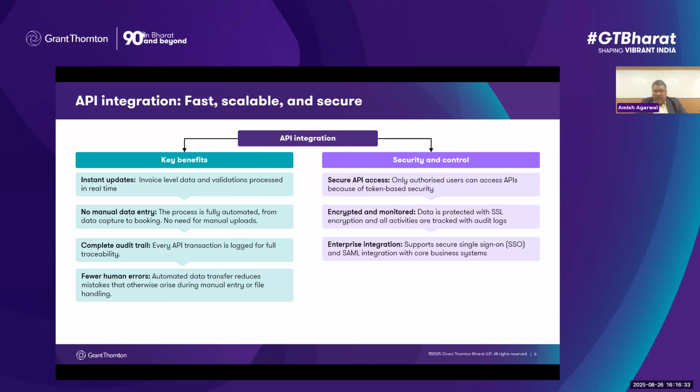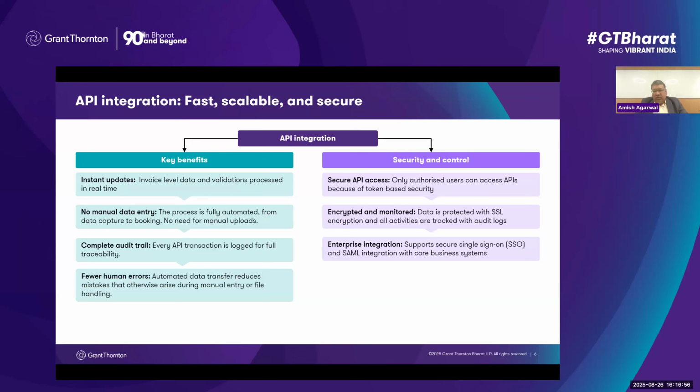Lastly, complete audit trail. Every API transaction is logged for full traceability. So at any point of time, if anybody wants to know which data was sent to the tool at what point of time, the API has a complete log and audit trail of every transaction that happens, and it sends or communicates with the ASP GSP tool.